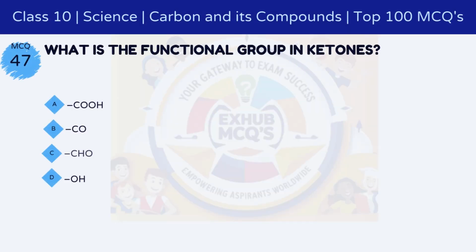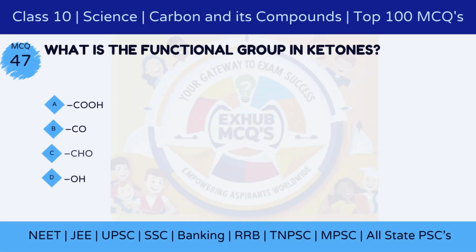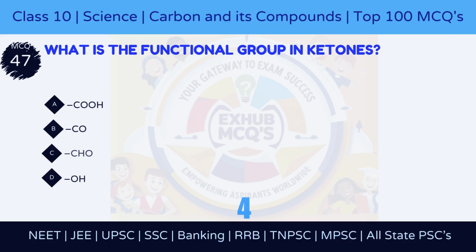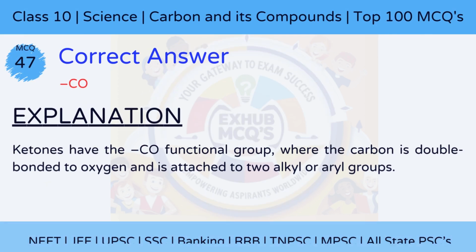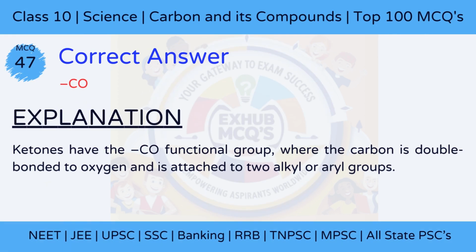MCQ 47. What is the functional group in ketones? Option A, COOH. Option B, CO. Option C, CHO. Option D, OH. The correct answer is option B, CO. Explanation: ketones contain the CO functional group, where the carbon atom is double bonded to an oxygen atom and is attached to 2 alkyl or aryl groups.